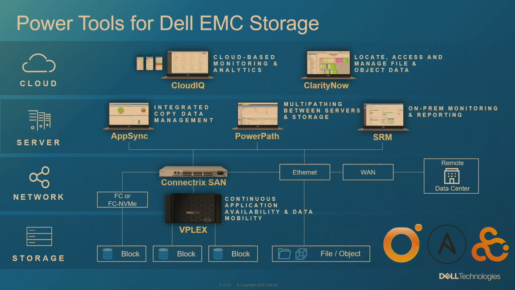data path management tool, SRM, on-prem monitoring and reporting tool, Cloud IQ, which lives in the cloud. That's the reason why it's called Cloud IQ. Cloud-based monitoring and analytics tool, and Clarity now. But the tools that we're going to talk about are right there in the lower right corner. VRO, Ansible, and CSI drivers. CSI stands for Container Storage Interface.